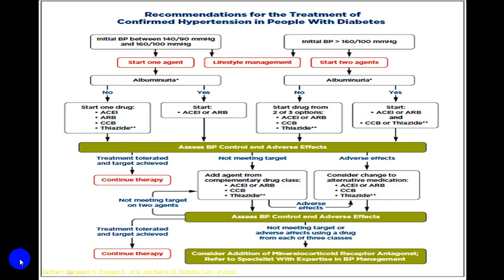I'm skipping over. Yes, this is what we call flow charts. Just go through at your leisure time. If the person is having a blood pressure at this level, start one agent. If blood pressure is more than 160/100, start two. Lifestyle modification is common for both. If the person is having albuminuria, what drug will you use? If the person is having no albuminuria, you can use any one of these drugs. You can see this, and then assess the blood pressure control for follow-up.